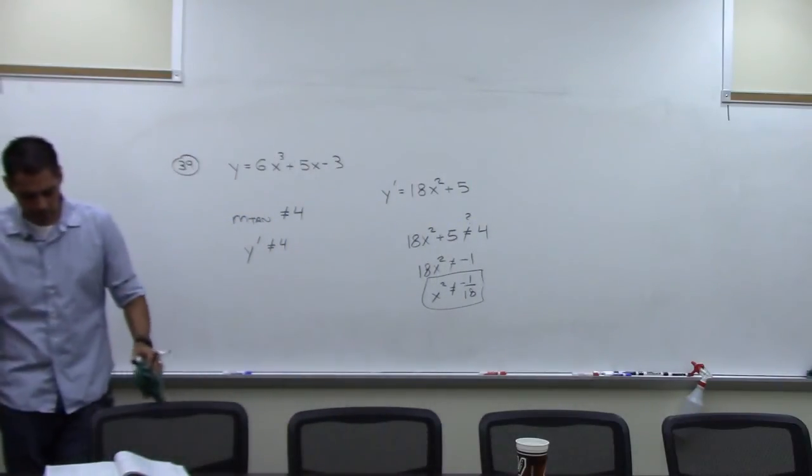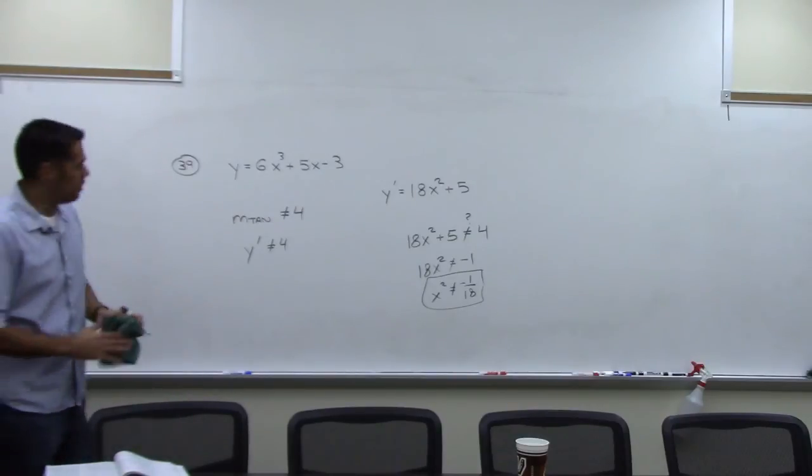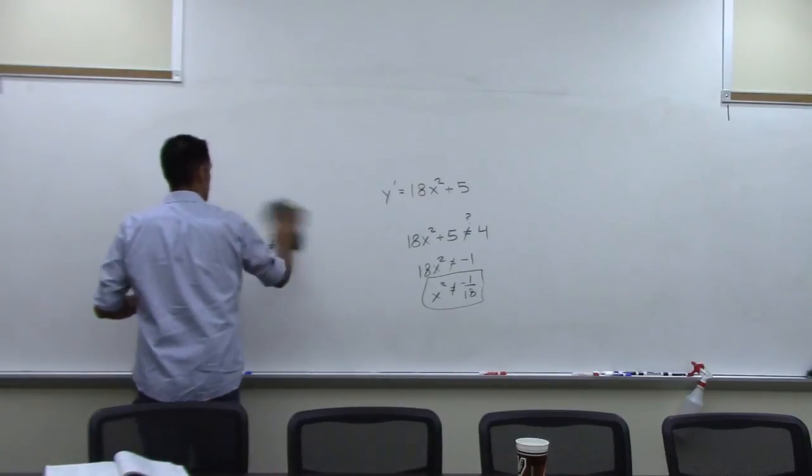All right, number 42. Where does the normal line to the parabola blah blah blah? Okay, let me write this down.